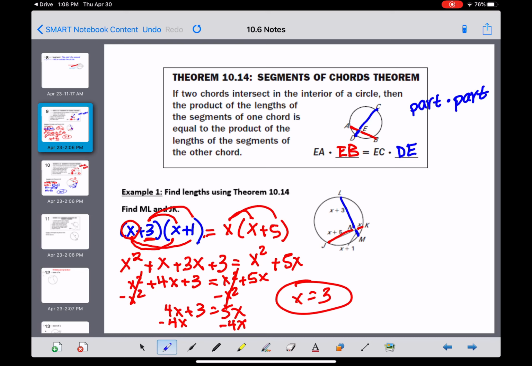Sorry about that. So ML, on this last one, we found x equals 3, so we're going to plug that in. So MN is 3 plus 1, so that's 4, and 3 plus 3, which is 6. So ML is 10. And then JK, we have 3 plus 5, which is 8, and 3. So JK is 11. So they're not equal, but if you take 8 times 3, that's equal to 6 times 4. They're both equal to 24. Sorry to go back to that one.